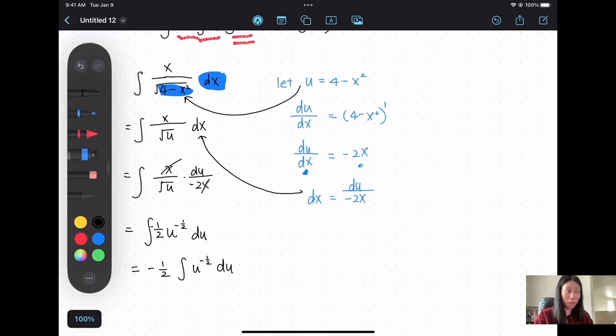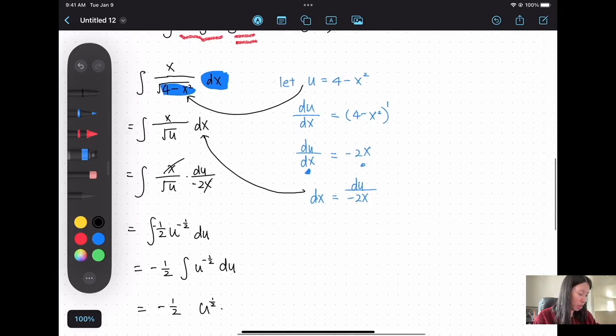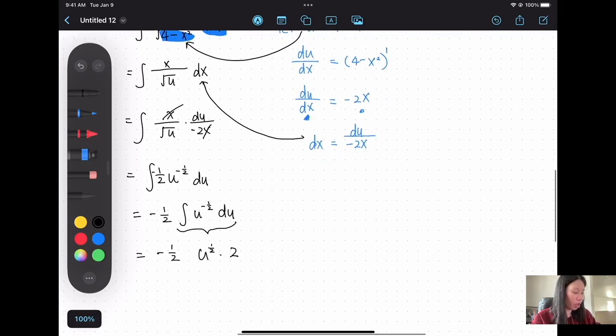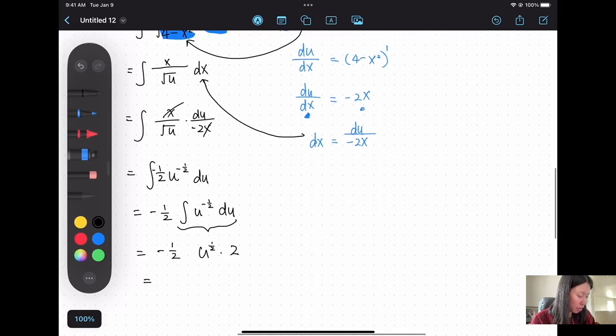So now we can apply our integration rule to find the integral of that function, which is, well, I need to add 1 first, which is u to the 1/2, and then times the reciprocal, which is times 2. So this is the antiderivative of u to the negative 1/2. So simplifying, this is equal to negative u to the 1/2.